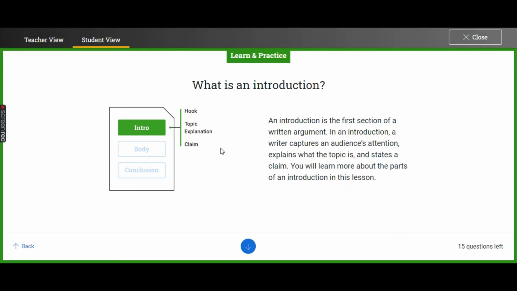All of you already know that. In an introduction, you're trying to capture the audience's attention, explain what the topic is, and then state your claim. Remember that your claim is your opinion based on what the topic is. You will learn more about the parts of the introduction in this lesson.